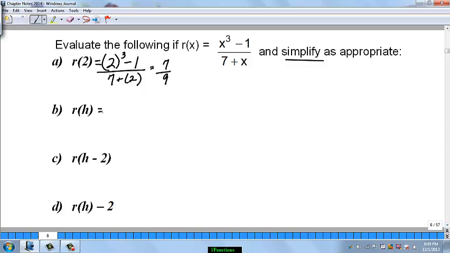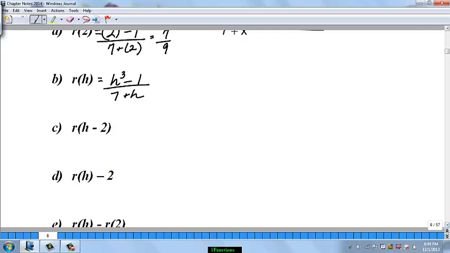R of h is going to be, again, plugging it in the same thing, h cubed minus 1 over 7 plus h. And there's really nothing you can do with that one, so that's the answer to this one. Now let's look at this one here. I'm going to put an h minus 2 in there. Now you can't see it, but I'm going to put it wherever the x is. So it's going to be h minus 2 cubed minus 1 all over 7 plus h minus 2.